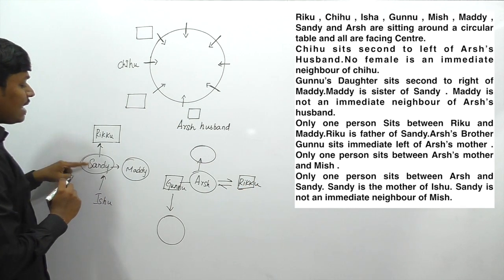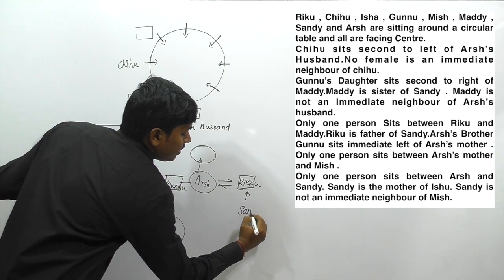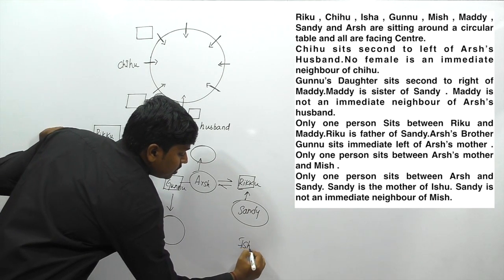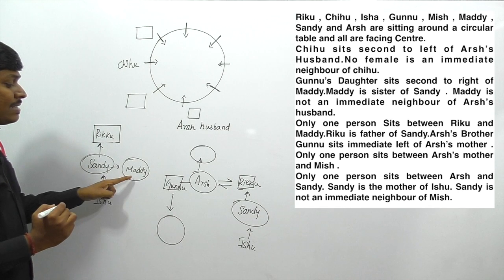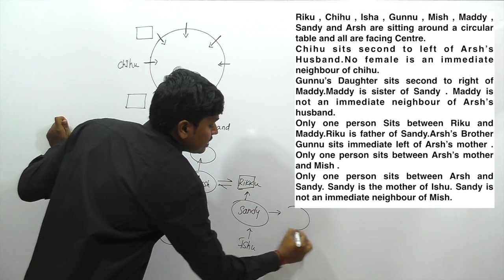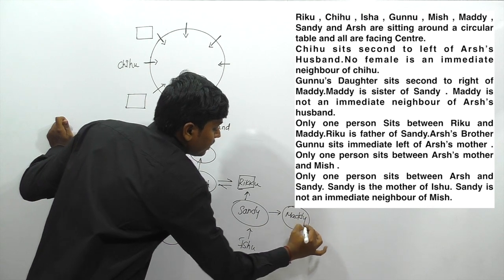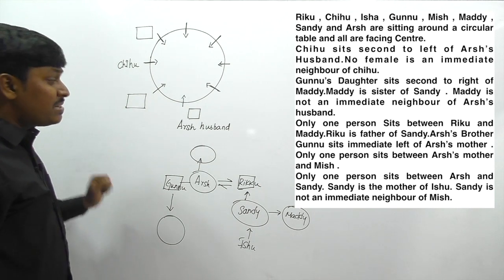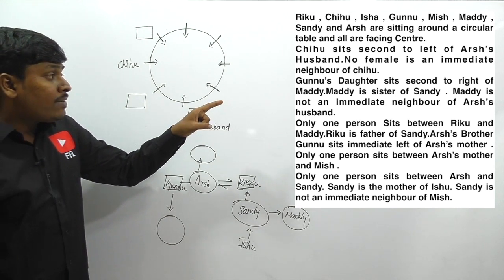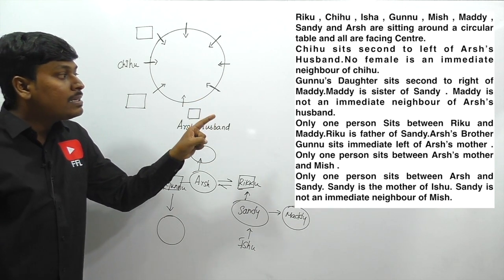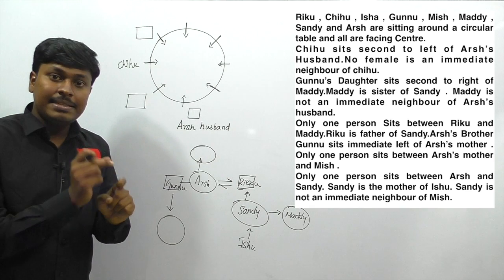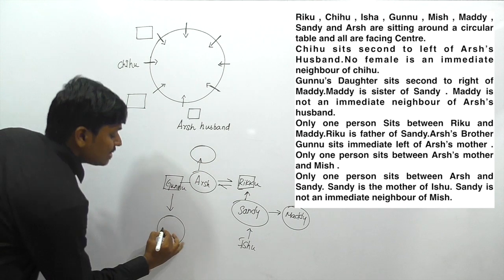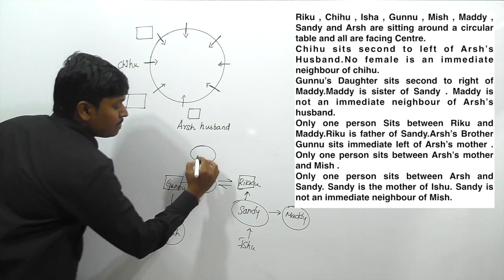So friends, listen carefully. Sandy's father is Riku. So I can say that Sandy should come here. And we know that Sandy is a female person because Issue's mother is Sandy. Sandy is having a sister, that is Maddie, right? Okay friends, I think the remaining two persons are Chikku and Mish. In that point they have already told that only one person sits between Ash's mother and Mish. So I can definitely say that Ash's mother is not Mish. So this should be Mish, and only one person missing, that is Chikku.